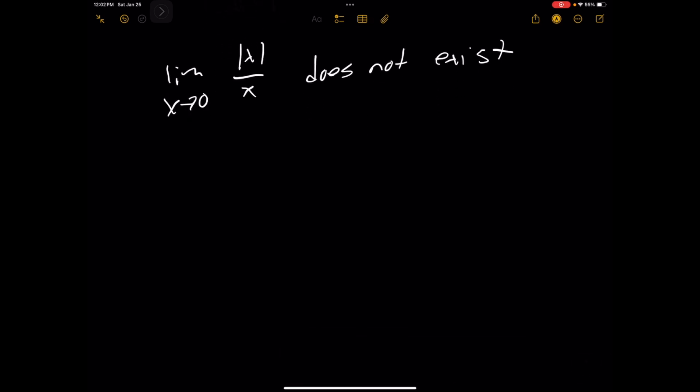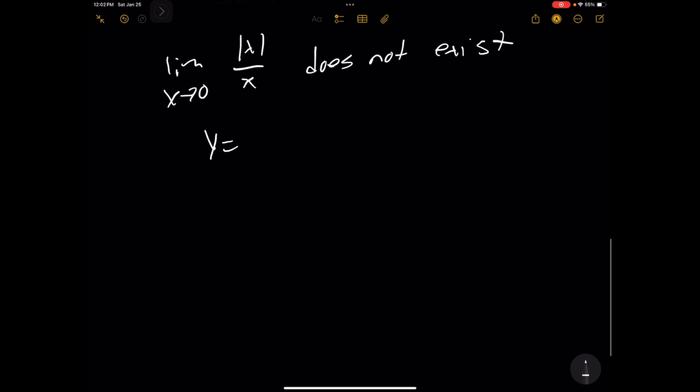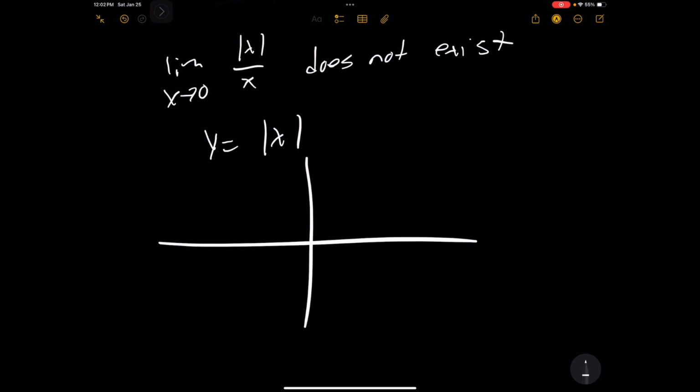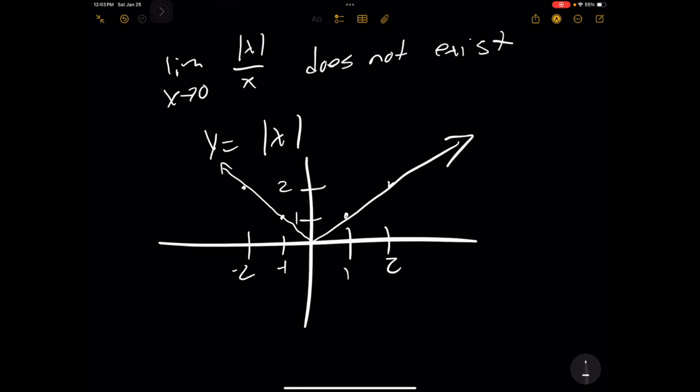If we graph y equals the absolute value of x, when x equals 1, y equals 1. When x equals 2, y equals 2. When x equals 3, y equals 3. To the right of 0, we just get a straight line. To the left of 0, when x equals negative 1, we have the absolute value of negative 1, so we get positive 1. When x equals negative 2, y equals 2. And so we get something that looks like this.